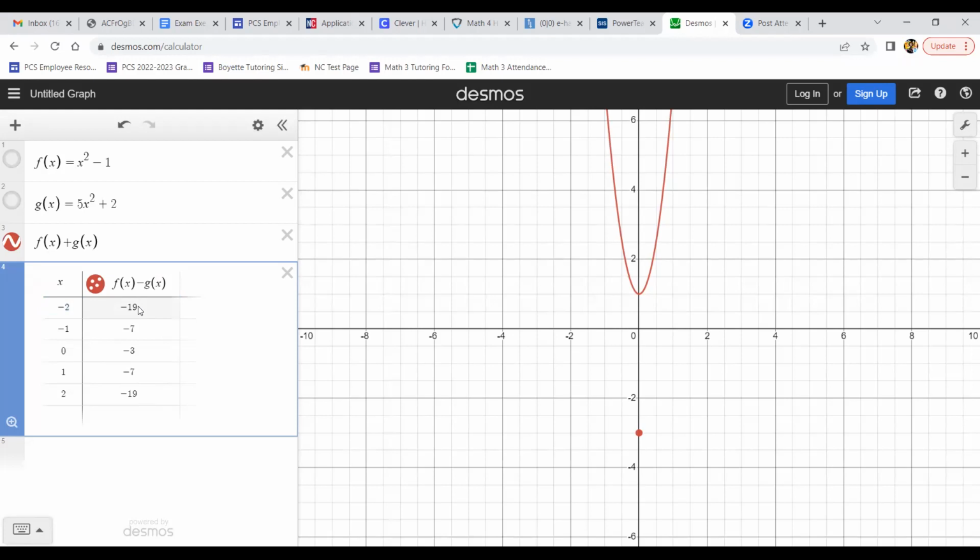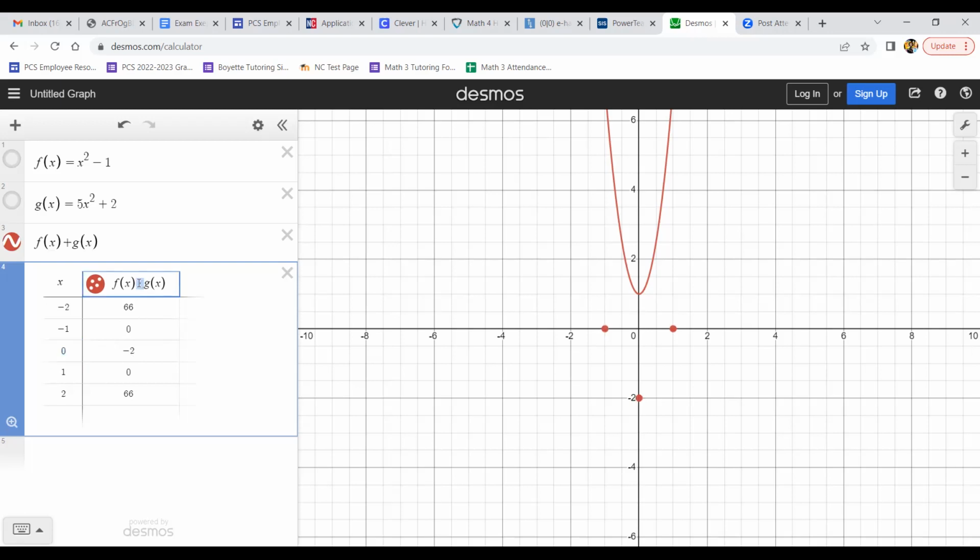Okay. Next, I'm going to change it to multiplication, f of x times g of x. They use the little star that's above the 8 key, so I'm going to do shift 8 to change that to multiply. And they want me to plug in 0. If I plug in 0, I get -2. So I'm not doing any of this math myself. I'm just letting Desmos do it for me.